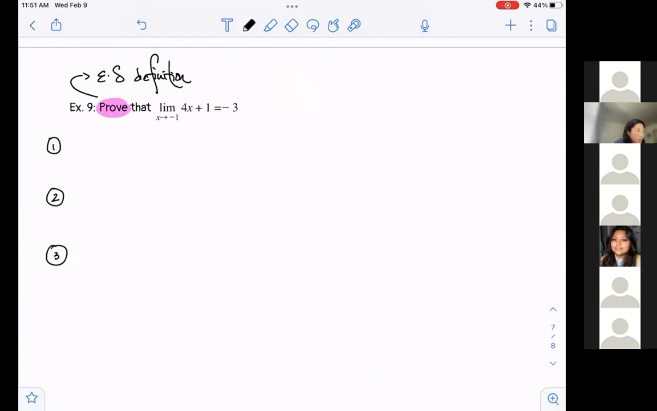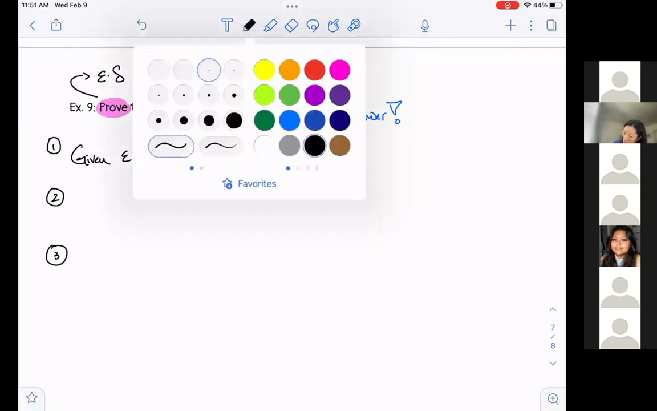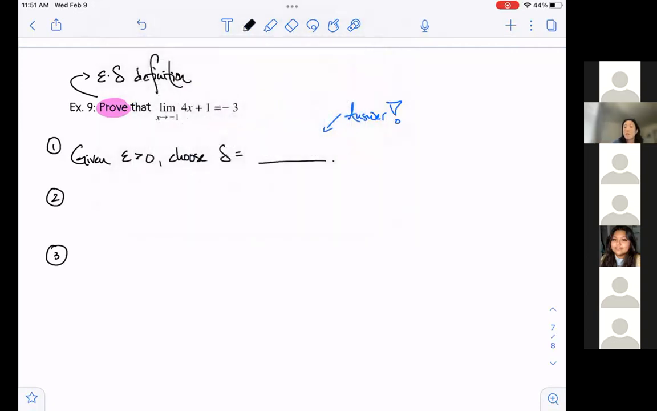We're always going to start with the same sentence: given epsilon is greater than 0. And you can think about that as saying, you're not going to meet your goal every single time, but you're going to get pretty close to it. Choose delta to equal, and this is where your answer goes. The answer means how much wiggle room do you have in your input to still get the output you want?